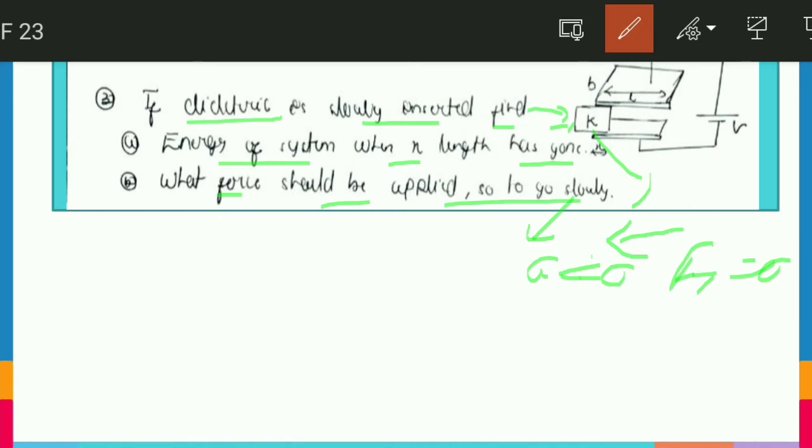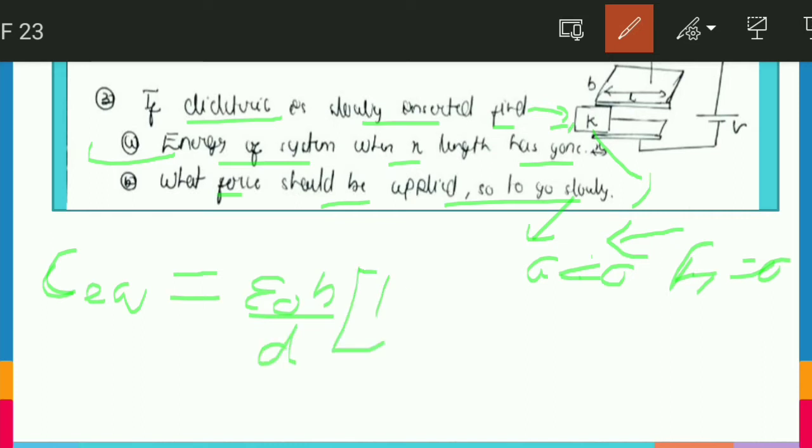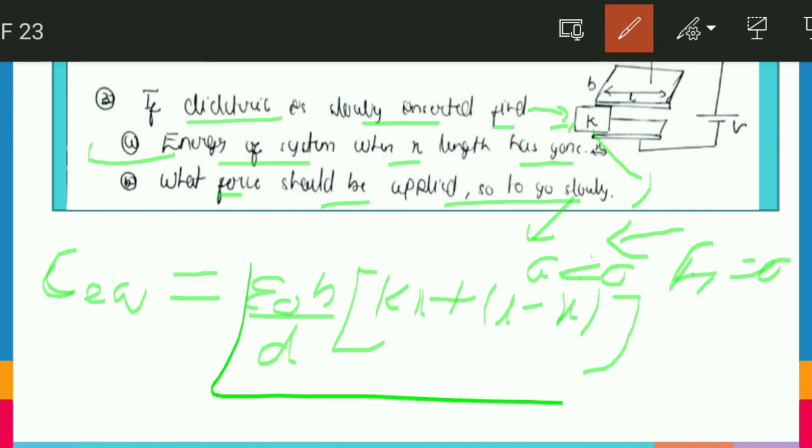First, let's see what the first part says. Energy of the system when x length has gone inside. So friends, can I write C equivalent as, let me write first, then I will explain how I write. Epsilon naught b by d multiplied by kx plus L minus x. And you would be wondering how I have written it. Actually friends, I have done nothing.